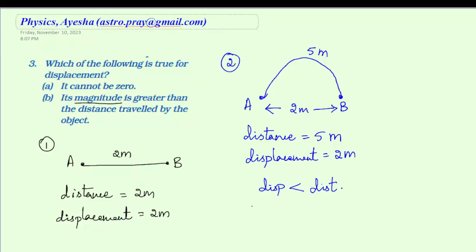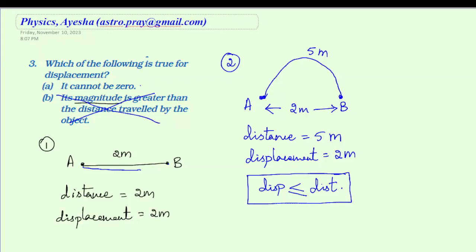Now can you think of a situation where the distance between the initial and final points is greater than the path travelled by the object? It's like saying it has started from A and it has reached B, but it has ended up somewhere in between. It has not even touched this point. Is that possible? Never, right? So it is always true that displacement is equal to or less than distance. Obviously this option is not true.